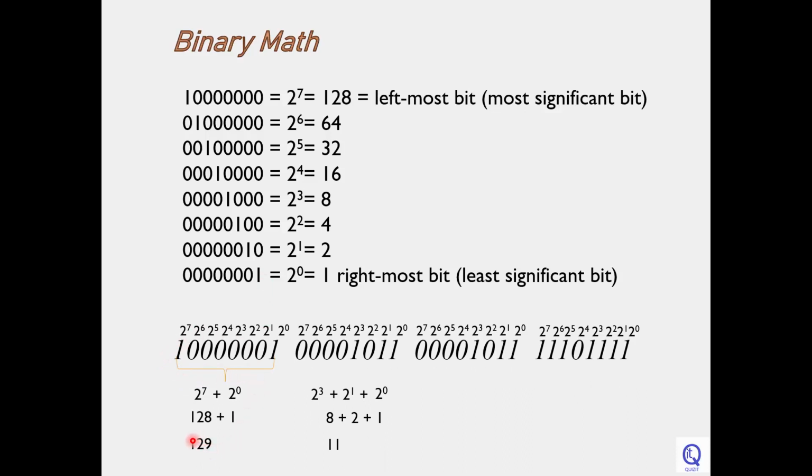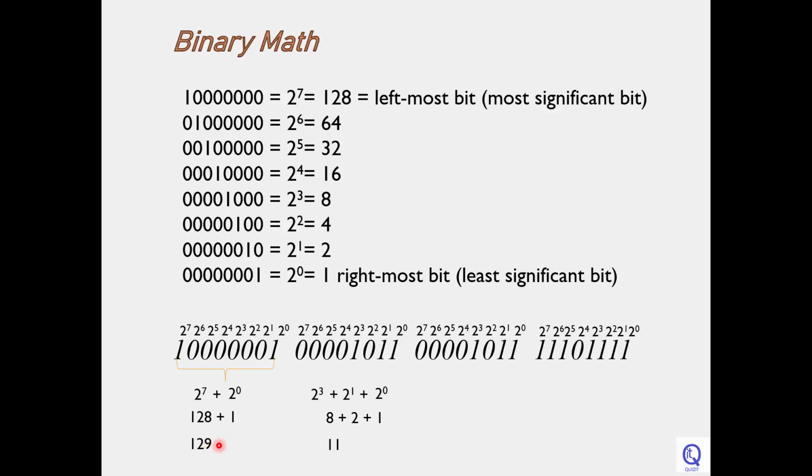Here the first bit, that means the leftmost bit, is set to 1 and the rightmost bit is also set to 1. Therefore, the leftmost bit means 128 and the rightmost bit means 1. 128 plus 1 equals 129.